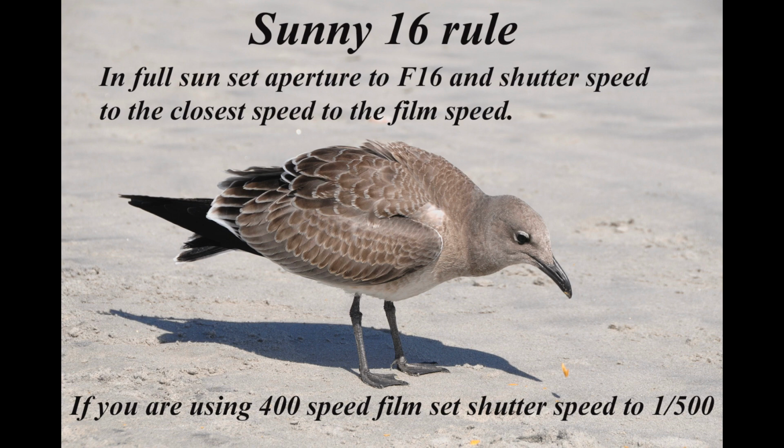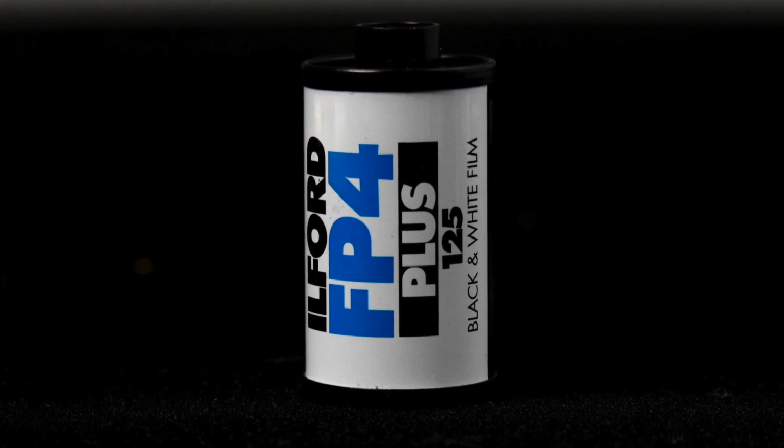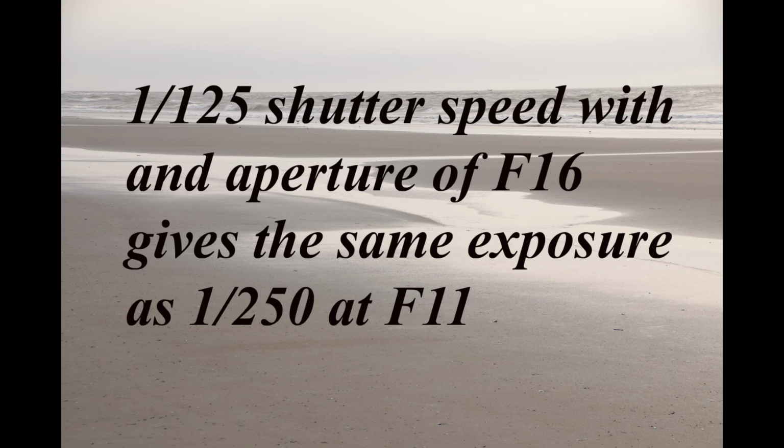If you're shooting with the 125 speed film that I showed you earlier, that Ilford FP4, you would set your shutter speed to 1/125th of a second and your aperture to f16. So what if you don't want to shoot at f16? You could open up your lens one stop to f11 with that 125 speed film, and then set your shutter speed to 1/250th of a second. And from what we learned earlier, you know that that will yield the proper exposure.